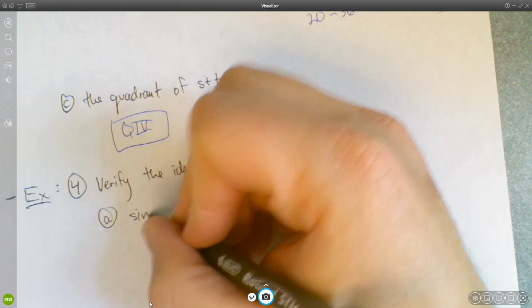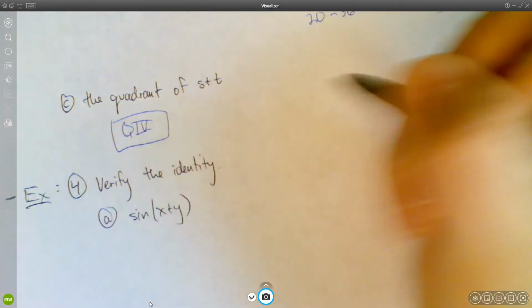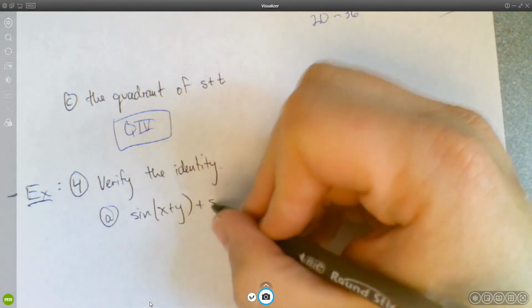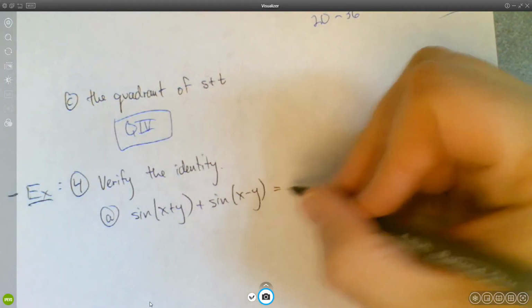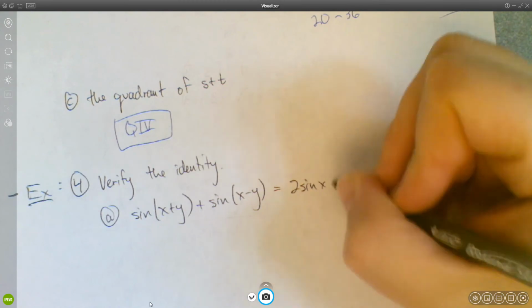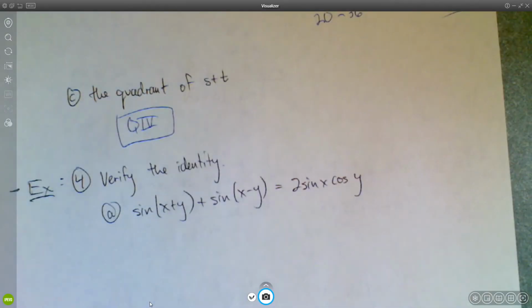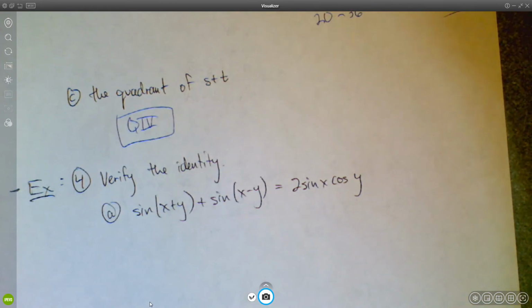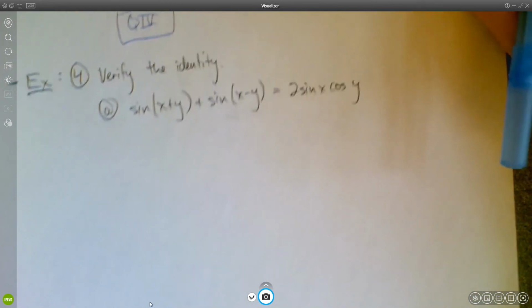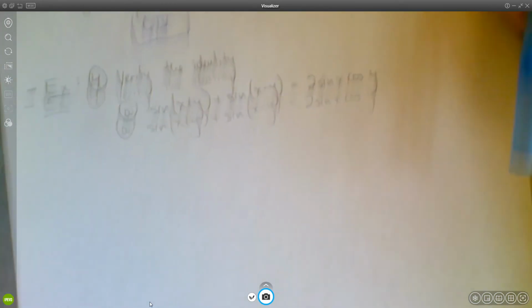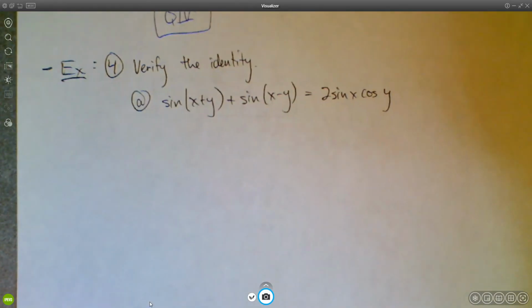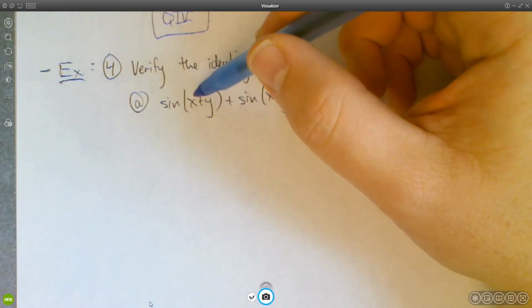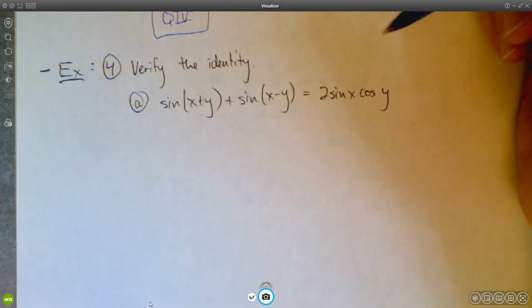Okay, let's do sine of x plus y plus sine of x minus y equals 2 sine x cosine y. I'll let you give the video a pause and see if you can work that one out. Okay, here I go. I'm just going to use the sum and difference formulas for these two things.